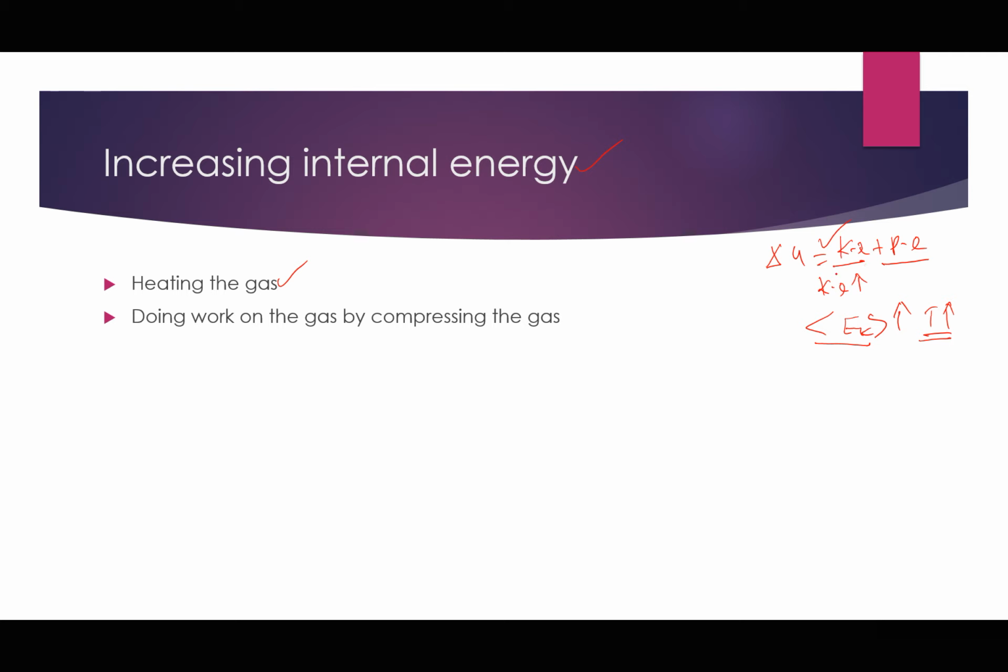Note that when the total kinetic energy of the molecules increases, the average kinetic energy also increases. And if the average kinetic energy increases, then the temperature has also increased, simply because temperature is the average kinetic energy of the molecules that make up the system. So, we can increase the internal energy of a system by heating the gas, that is, heat is added to the system, or by doing work on the system. Work is done on the system, that is, by compressing.